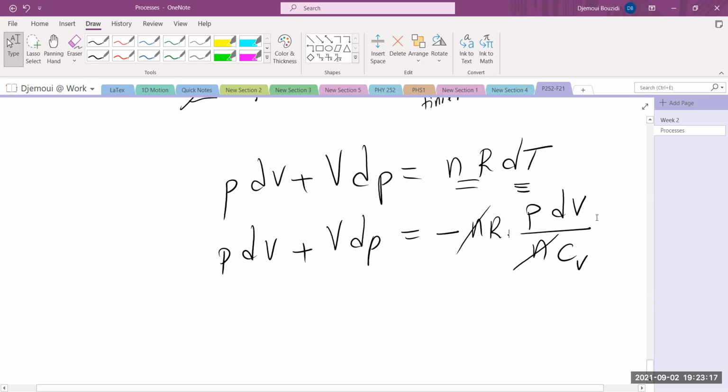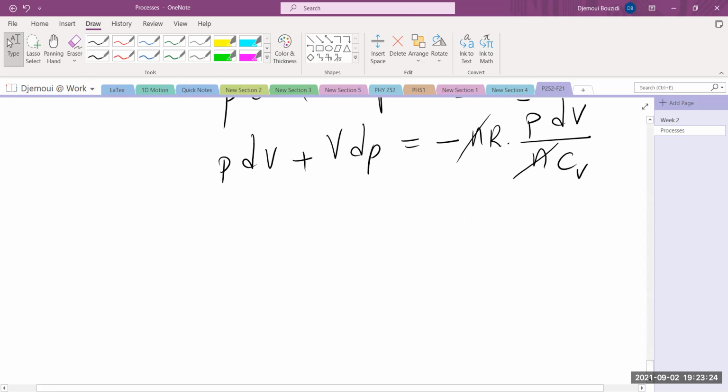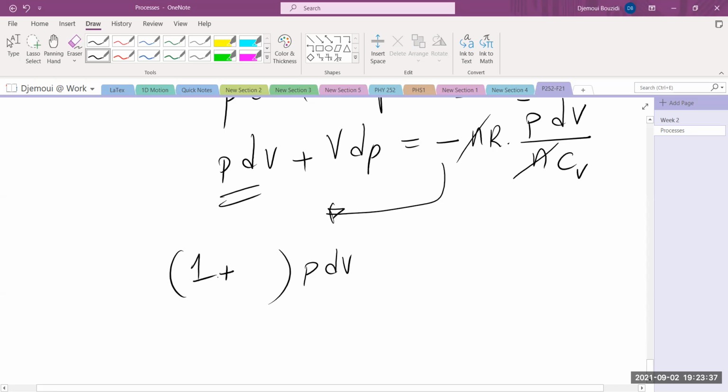And move everything to one side. I already have P dV here, and I have another P dV that came, although with the stuff next to it. A negative becomes positive when I move it to the other side. So I'll have a P dV and a P dV. I'm going to take P dV as a common factor. What I'm left with is a 1 in here, plus, because the negative becomes positive, R over Cv, plus V dP is equal to 0.